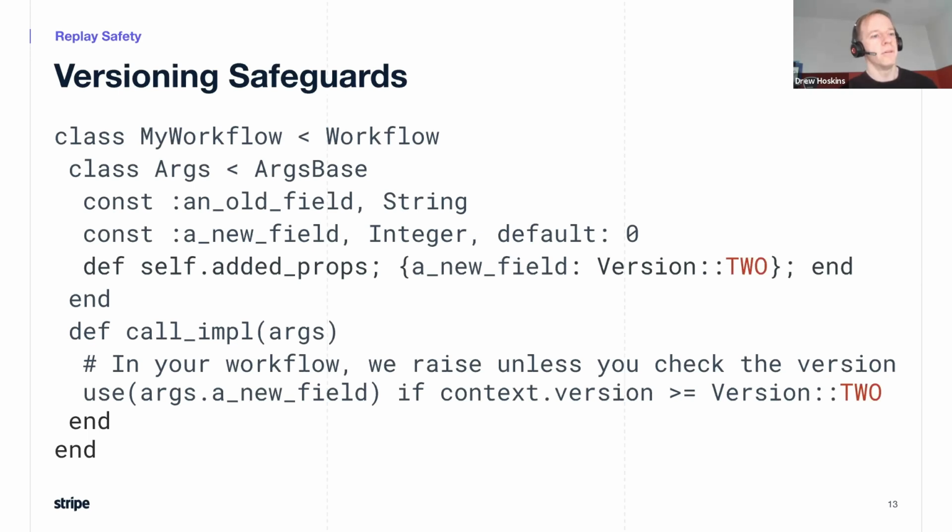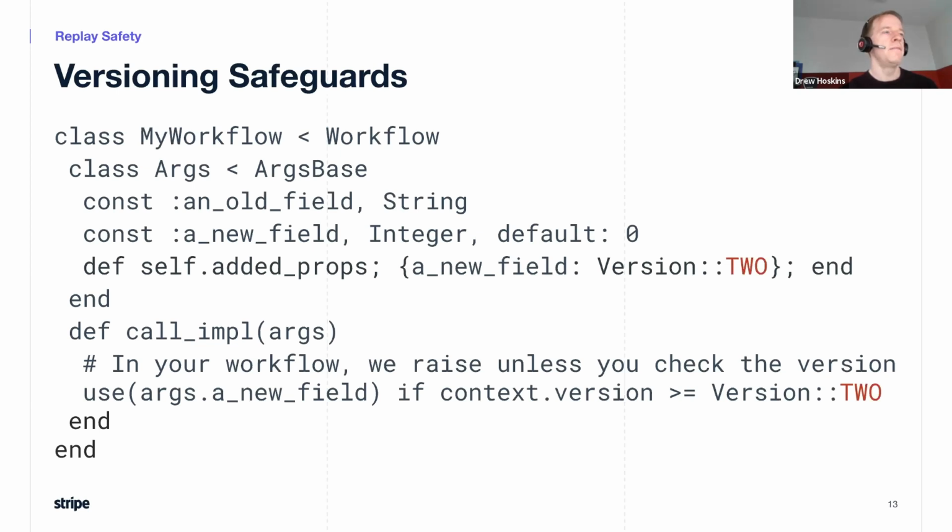In Temporal, whenever you add an activity call to an execution, you should put that under a version check. If you don't, the history replay will change, and Temporal won't be able to tell whether you have some randomness or impurity in your code, or you've deployed new code in the middle of a workflow execution.